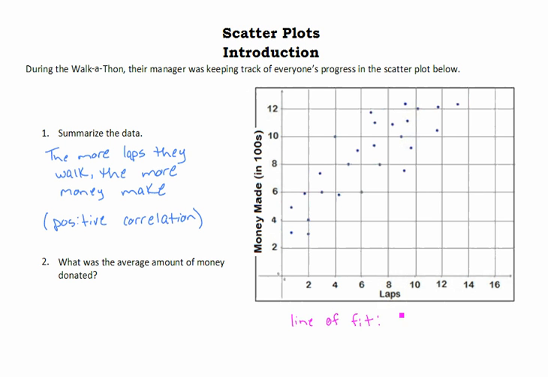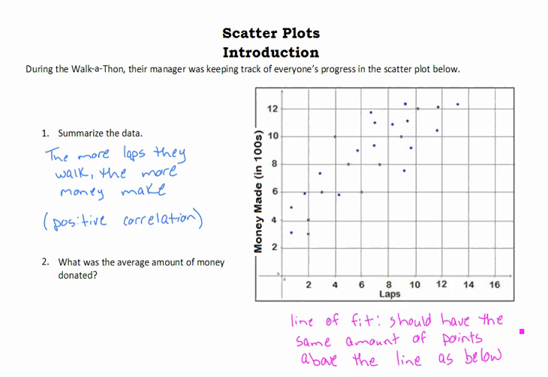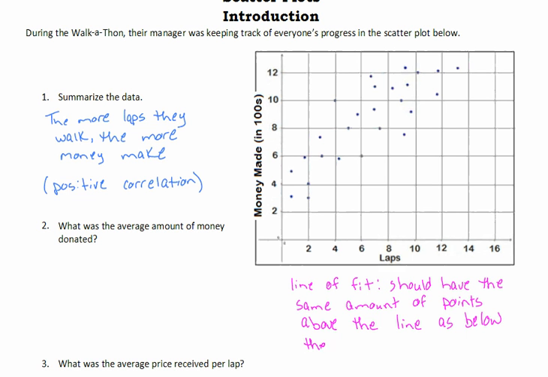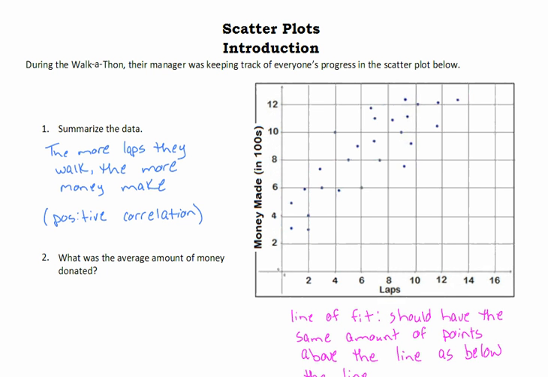The rules for a line of fit: it should have the same amount of points above the line as below the line. Because that way we do see a nice average pattern, that it's nice and balanced.